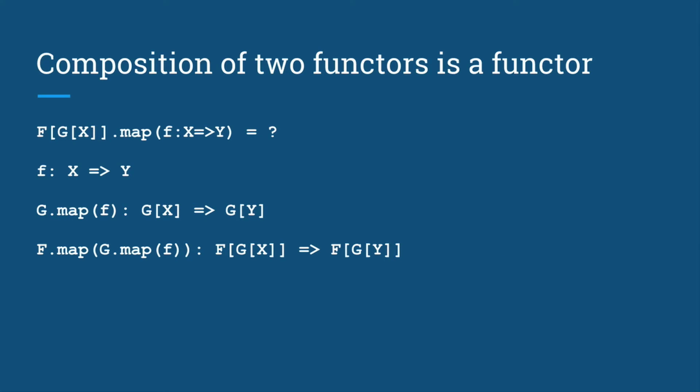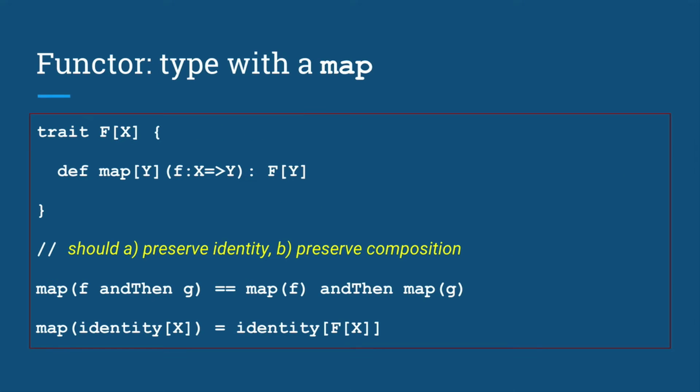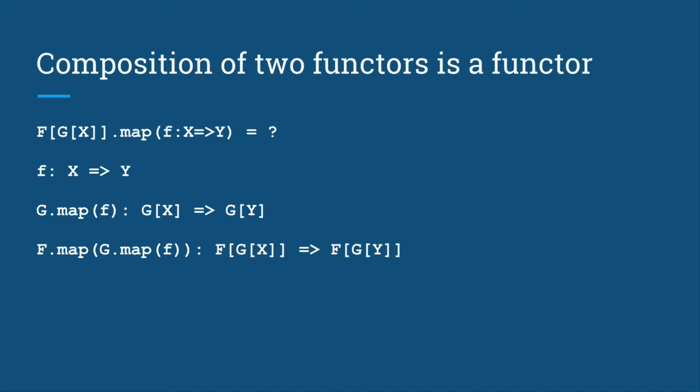So we had a functor defined like this: map preserving composition and identity, right? So if we have two functors, their composition is also a functor. If we map f using g and then map f using f, the whole operation takes an f of g of x and produces f of g of y.